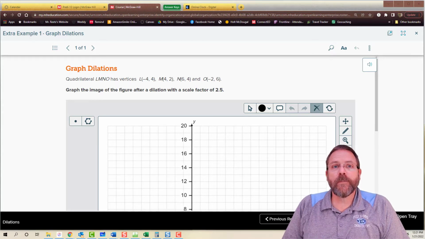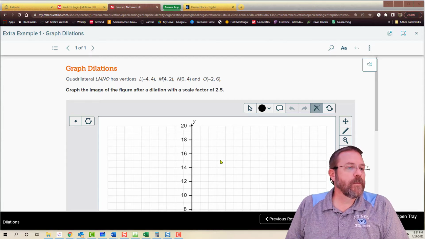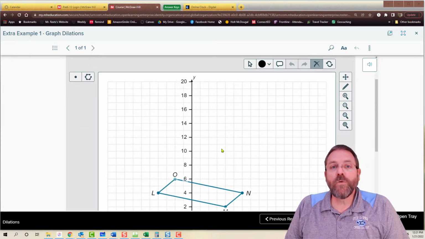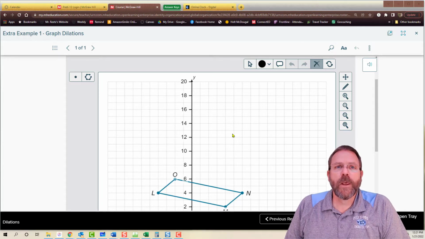We left off completing Example 1, and now it's going to be your turn to complete Extra Example 1 on your own, where we have quadrilateral LMNO, and it tells you what its vertices are and tells you that the scale factor is going to be 2.5. Your job is going to be to graph that one on this coordinate plane. We will graph the new quadrilateral on this coordinate plane after it has been scaled. Go ahead, pause the video, work on that at this time.